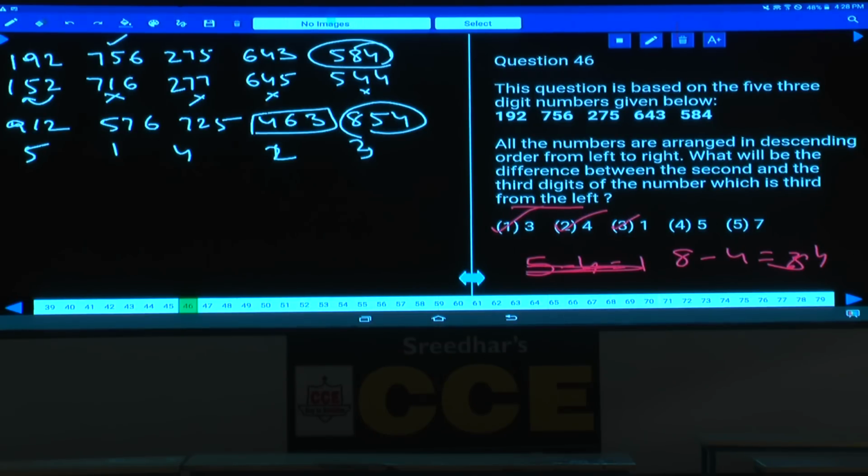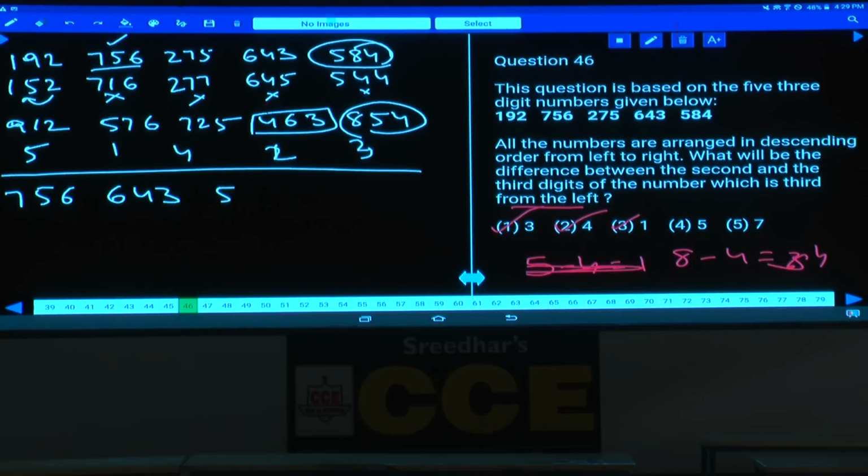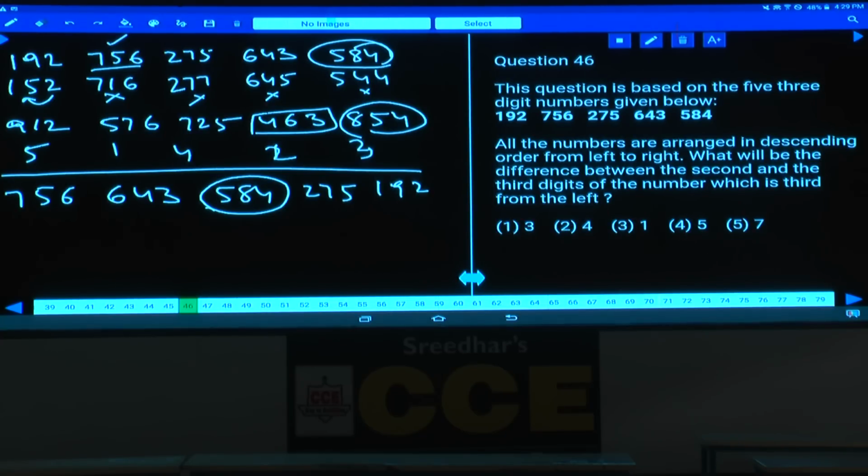Done? Because what are the numbers here? The first number will be 756 because the numbers are arranged in the descending order, and the next number will be 643, and after this 643 the third number will be 584, and the fourth number will be 275, and the fifth number will be 192. Then in this one the third number is 584, the second digit is 8, third digit is 4. Now the difference, 8 minus 4, is 4, and it is given in choice 2. Question number 46, choice 2.